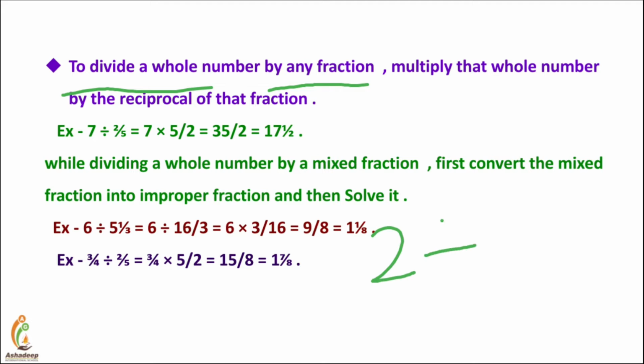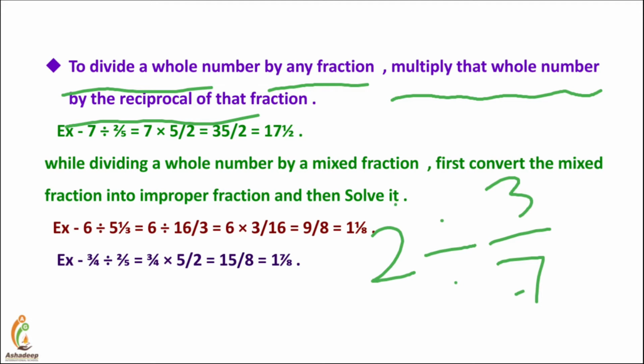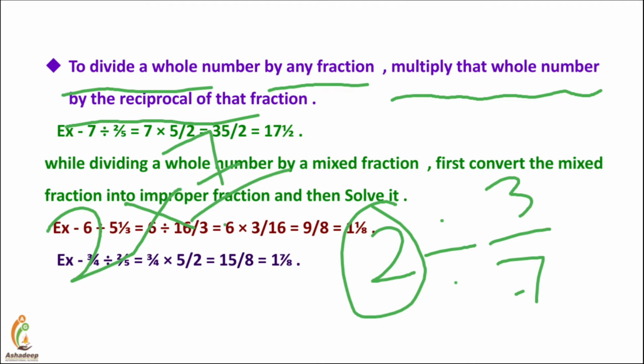Suppose we are having 2 divided by 3 upon 7. Multiply that whole number by the reciprocal of the fraction. So if we have to divide a whole number by a fraction, then what we will do? We will multiply the whole number by the reciprocal of the fraction. As I told you just a minute before, the sign turns into multiplication and the fraction that lies after the sign will be reciprocal.